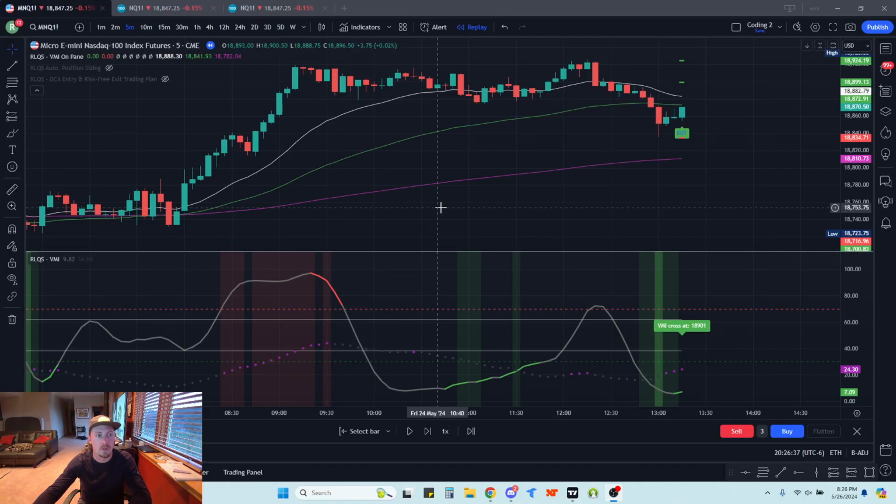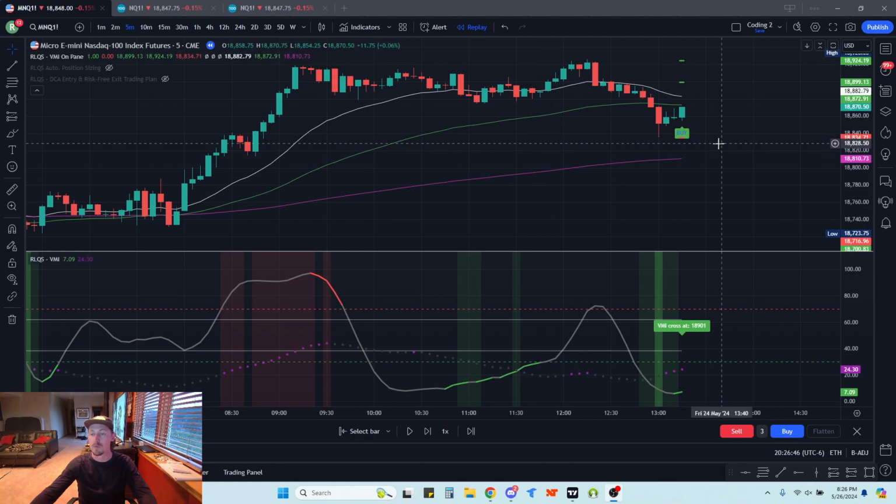Hey guys, today I want to show you how to utilize the VMI trading strategy. I have this in replay mode so we can see an example go through in real time. I don't even remember if it was a win or loss. It doesn't really matter. I just want to show you guys how I'm using a couple of these indicators together, how I'm using the VMI indicators and the on-pain.